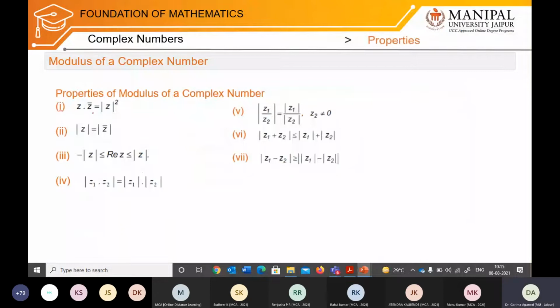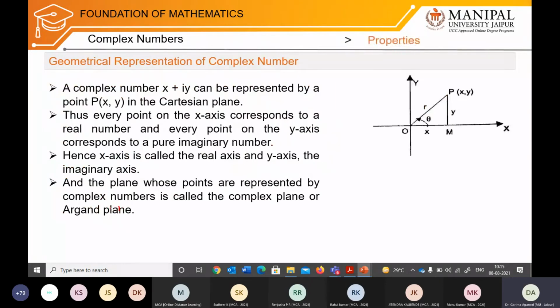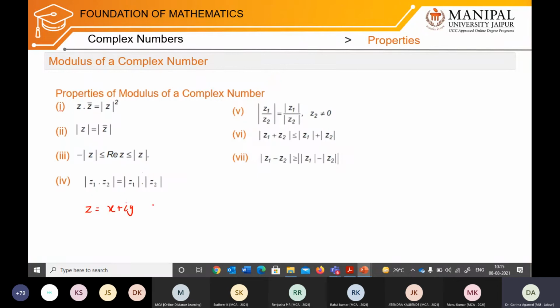So z times z bar is z square. Modulus z is equal to modulus z bar. Let's say I have z is x plus iota y, z bar is x minus iota y. Mod z will be root x square plus y square. Here mod of conjugate z will be root x square plus minus y square, and both the terms are the same, right? So mod z is equal to mod z bar.